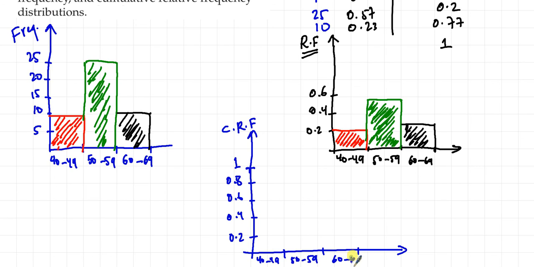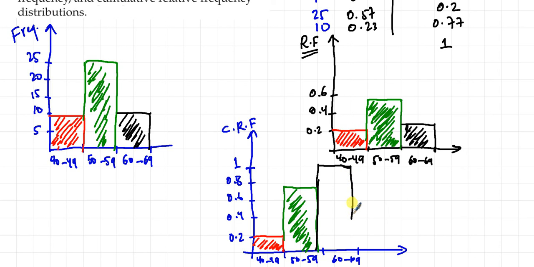And the first bar should be up to 0.2. The second one 0.77, so that is close to 0.8, just underneath over here. Okay, and the third one is 1. We have to go all the way up to 1. Okay, so this is for the cumulative relative frequency.